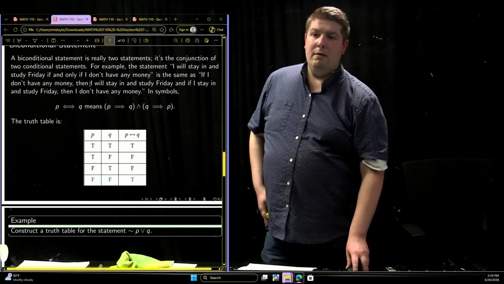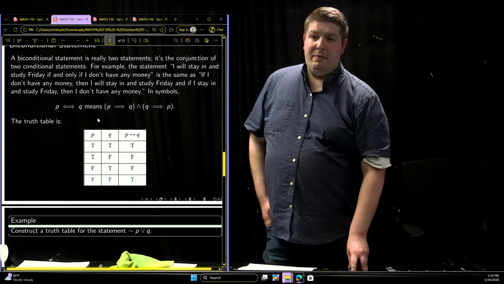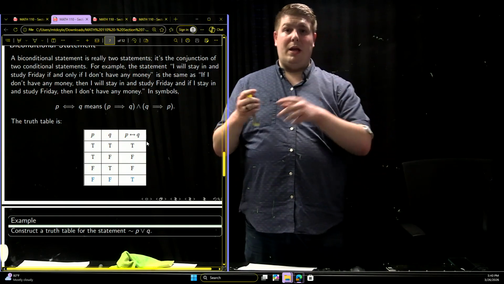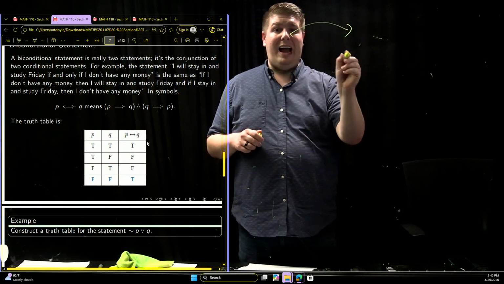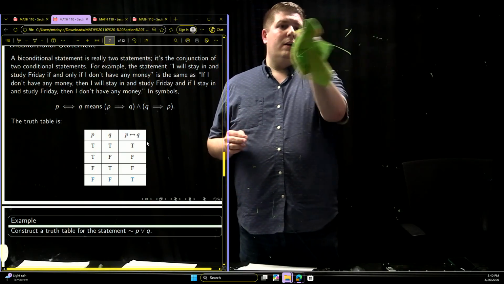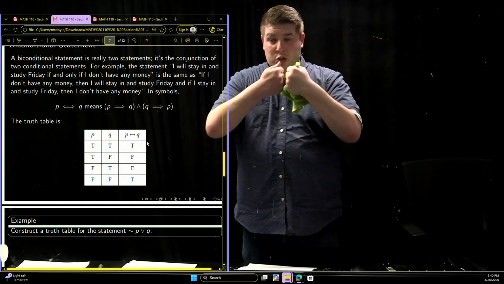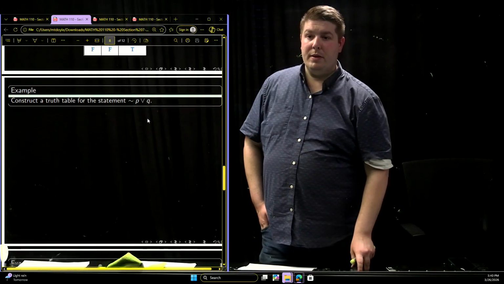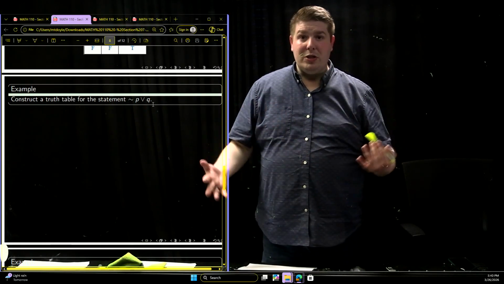And fun fact, P if and only if Q means P implies Q and Q implies P. So it has to go one way and the other. That's how biconditionals work, which is why it's the strictest form of logic. So let's construct a truth table with this.